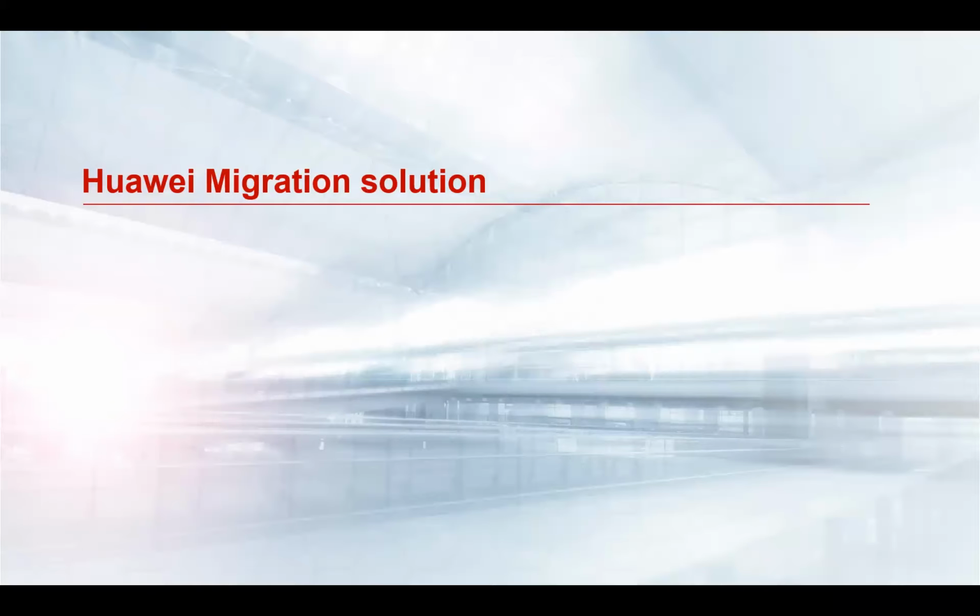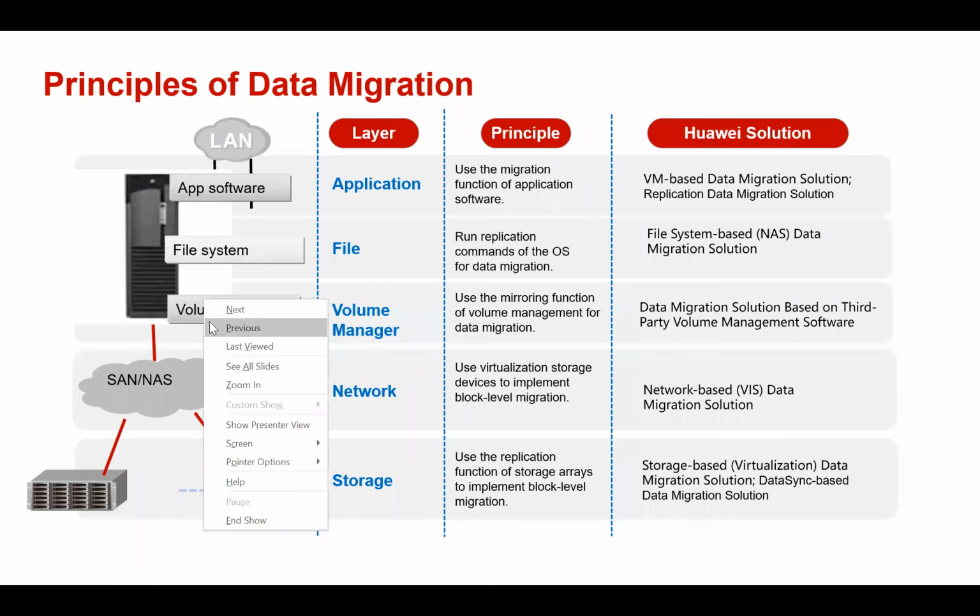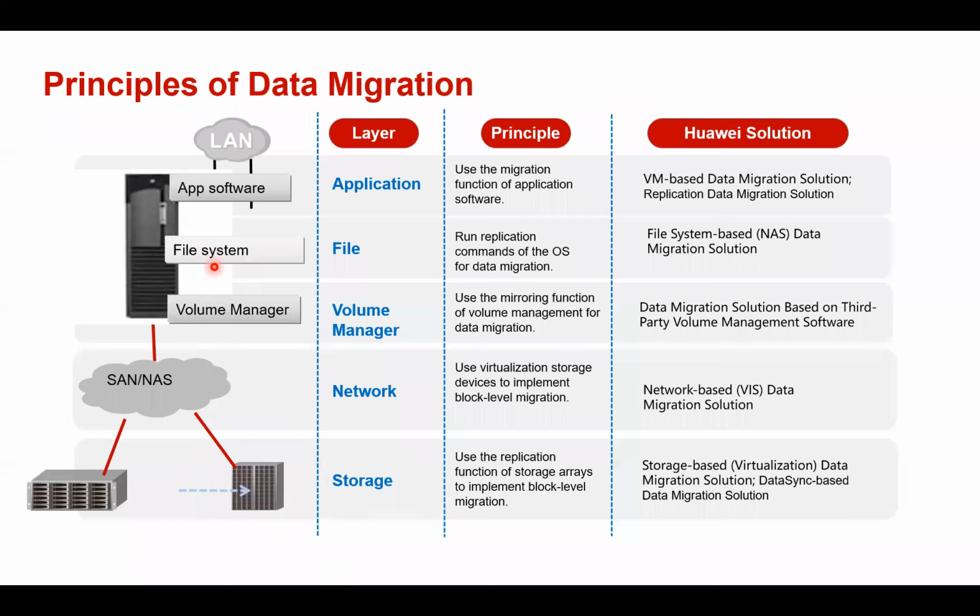In a migration solution, we can see the migration can happen in three layers. The first layer is the host layer. The host layer has three built-in functions. We can use the volume manager function to migrate the data, or the file system layer, which is the operating system layer, or even application software to migrate the data. This is called host layer migration.